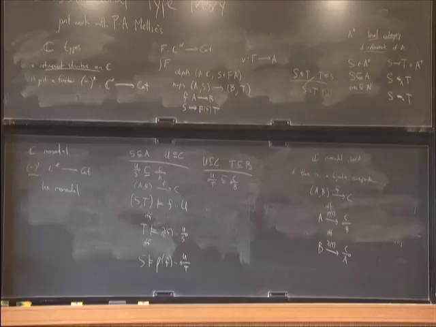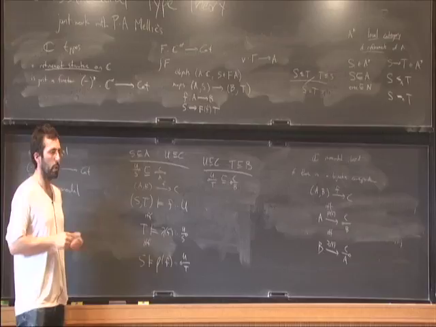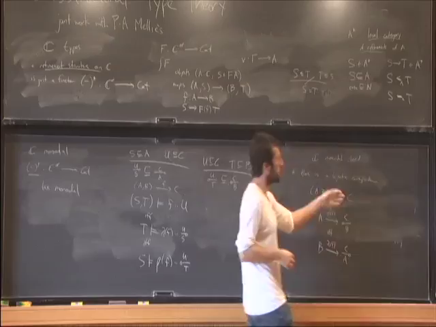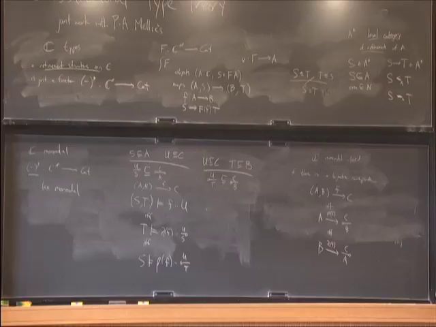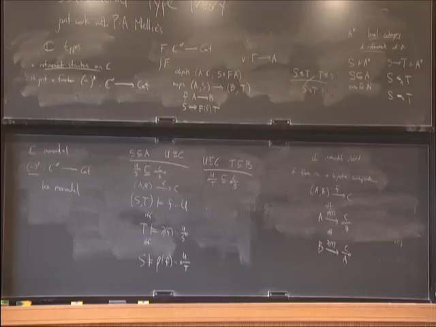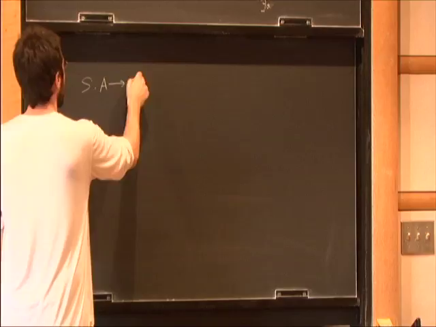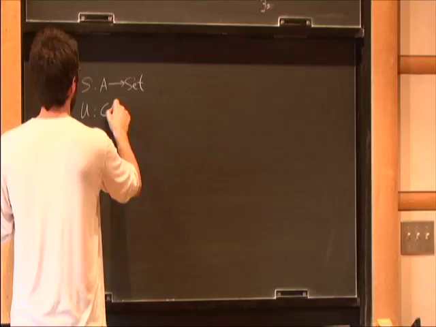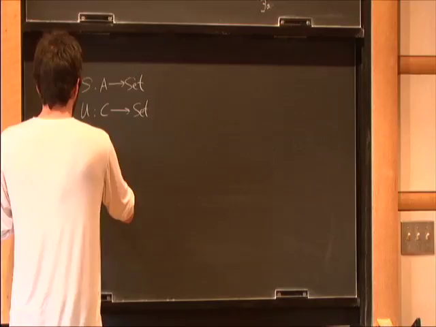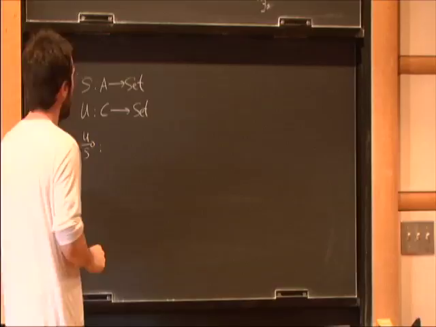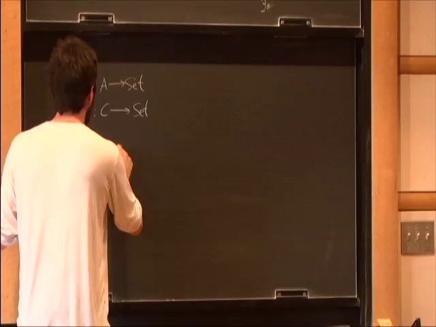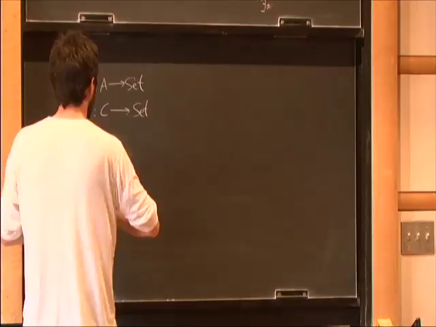So this thing might seem strange at first, but this is actually a very simple standard construction. Let me show it in this case. Okay. So if you have S a presheaf over A and U a presheaf over C, then you can form a presheaf S left implies U over A left implies C, but in this case, this just collapses to the functor category from A to C.